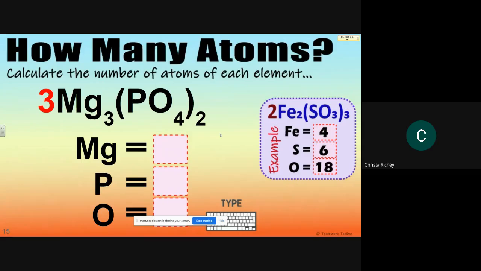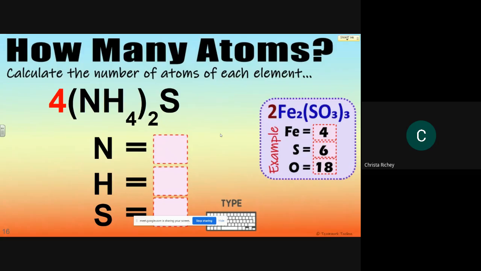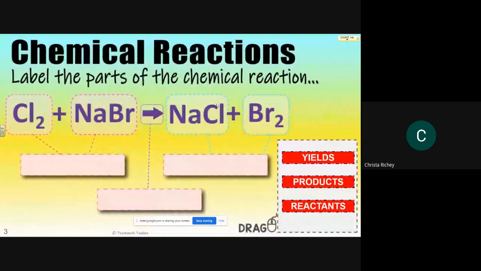The magnesium phosphate. I'm not seeing any typos right now. This is the first time I've actually proofread this page. For the ammonium sulfide, remember this 2 affects this guy, both of them. Doesn't affect the sulfur, but the 4 affects everything.